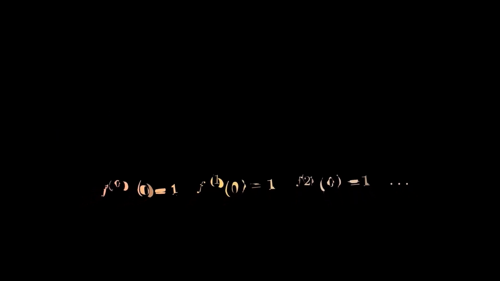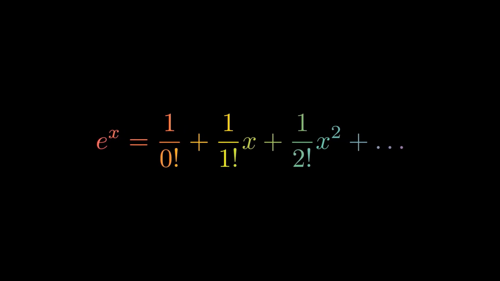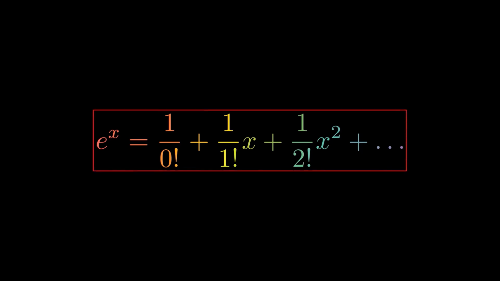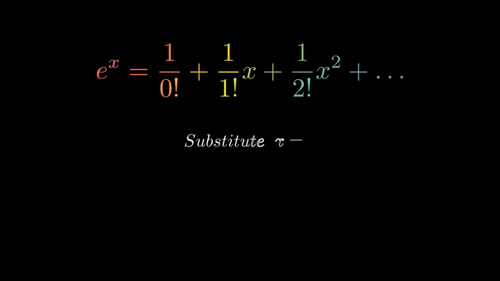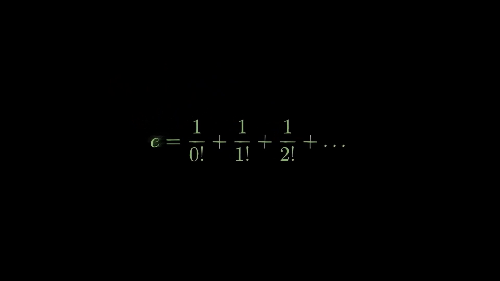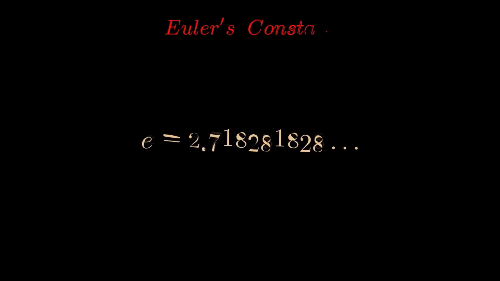So e to the power of x is equal to 1 over 0 factorial plus 1 over 1 factorial x plus 1 over 2 factorial x squared, and so on and so forth. And this is the Maclaurin series for e to the power of x. Well, what if you wanted to find Euler's constant? Well, substitute x equal to 1. So, after you substitute x equal to 1, it follows that e is equal to the following expression, and there you have it. This is Euler's constant.